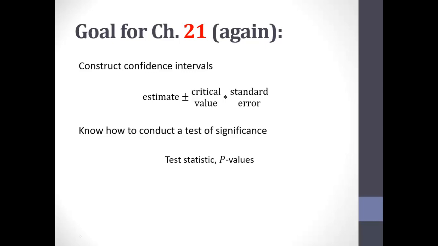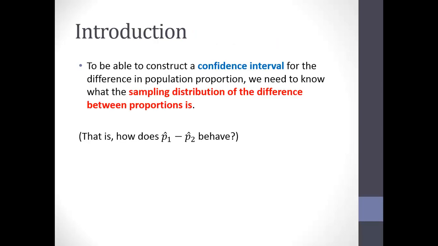So again, that's the nice thing about this class, we're building on what we've already done, just introducing methods for new types of problems. So if we want to construct this confidence interval and also the test statistic, we need to understand the sampling distribution of this difference in proportions. Same idea as when we were looking at a sample mean, we had to figure out what the sampling distribution was to be able to construct our confidence interval. So thinking about how does p hat 1 minus p hat 2 behave? What will that look like?